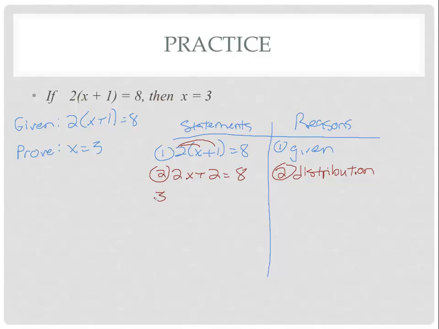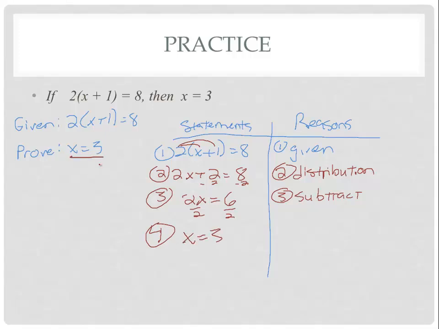Step 3, what do I need to do to this to start solving? I want to subtract 2 from both sides. Since I want to subtract 2, I get 2x equals 6. And I got there doing subtraction. And step 4, how do I solve this? I divide by 2. And I get x is 3. Now that should match here. It does, which means step 4 is my final step, and I got there doing division.